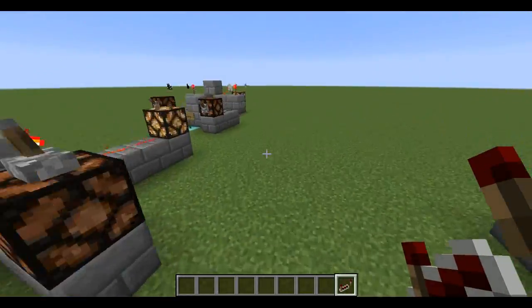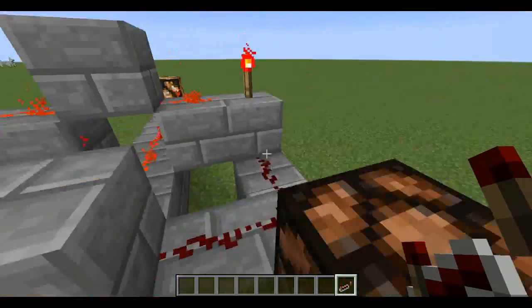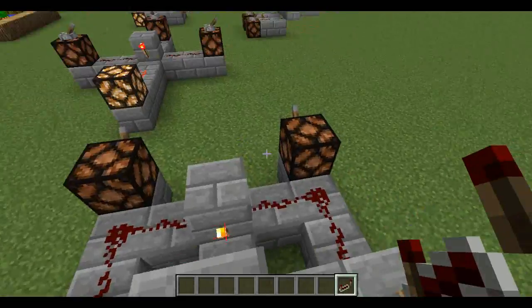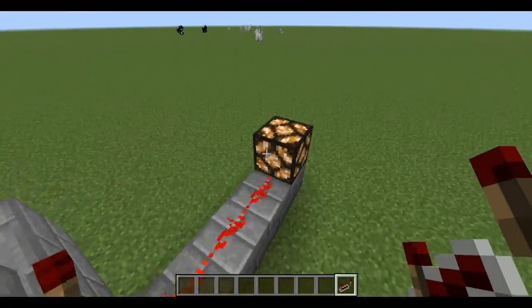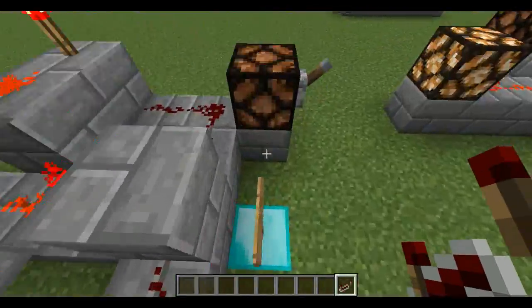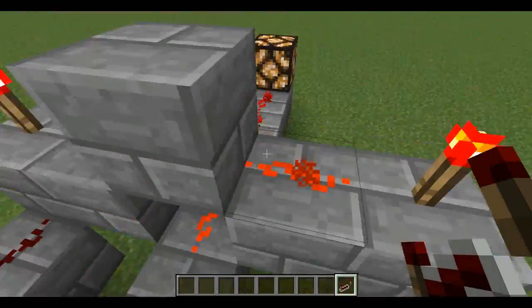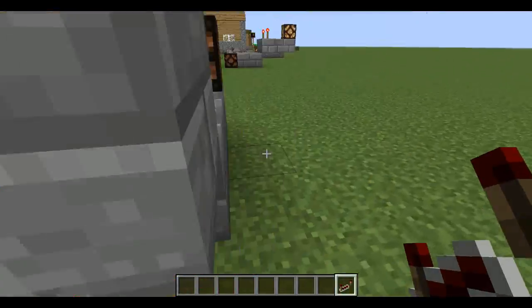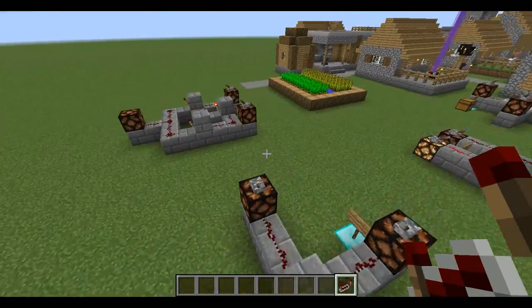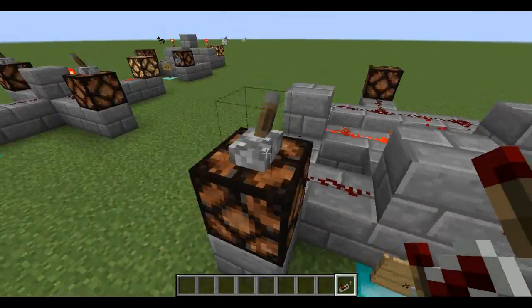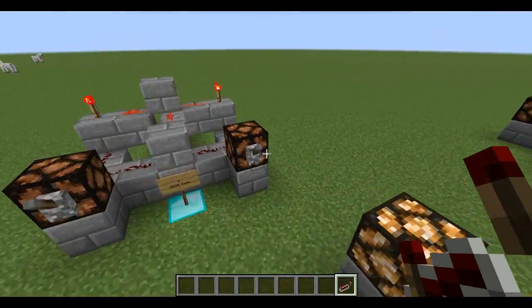So I've done 6. What is this one? 7. Okay, so we're getting on to the final 2 gates here. So this is 7. This is the XNOR gate. It's the same thing as the XOR gate. It kind of does the same thing.